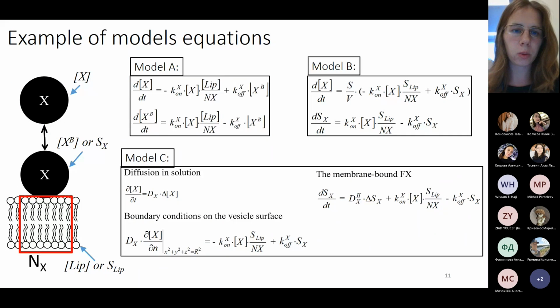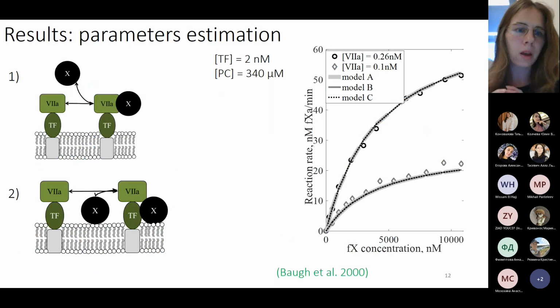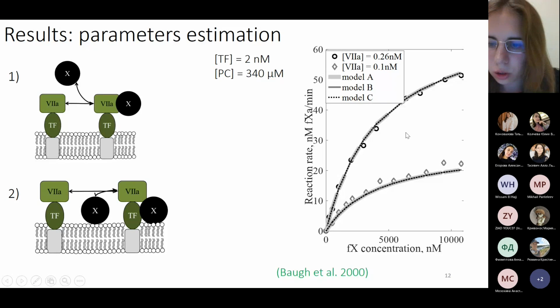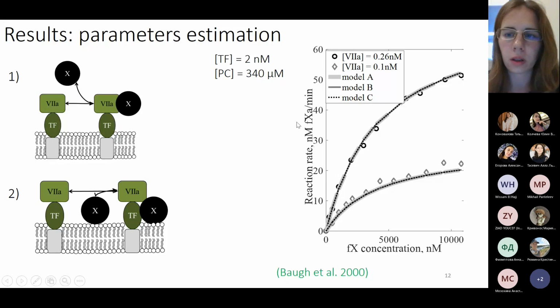Almost all modeling parameters were taken from the literature. Only for two reactions, modeling parameters were estimated using the reported experimental data. The first reaction is ternary complex formation from extrinsic tenase and factor 10 in solution, and the second reaction is ternary complex formation from tenase and factor 10 on the membrane. Here we took experimental data for the reaction rate dependence on factor 10 concentration from the article. And we tried to describe those results using our models.